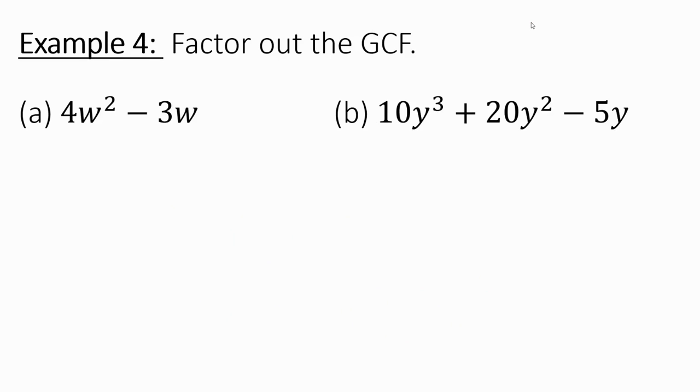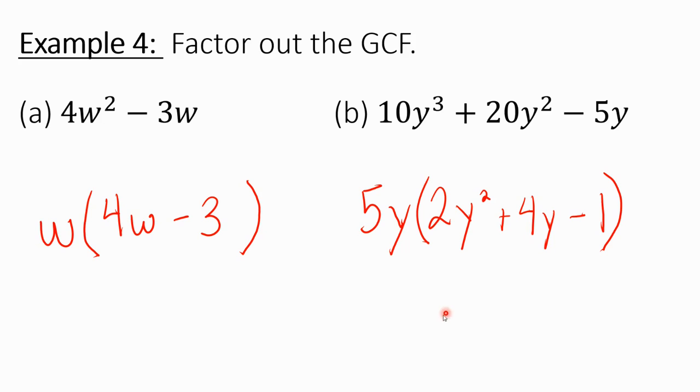For example 4, pause the video and try these on your own. When you unpause it, I'm going to have the answers up here for you to check. So here are our answers. For the first one, 4w squared and 3w, the 4 and the 3 had nothing in common. There was only one w in common, so that's what we pulled out. So for each of these, it just went down by 1w. This one used to be w squared, now it's just 1w. This one used to have a w, but now it's gone.